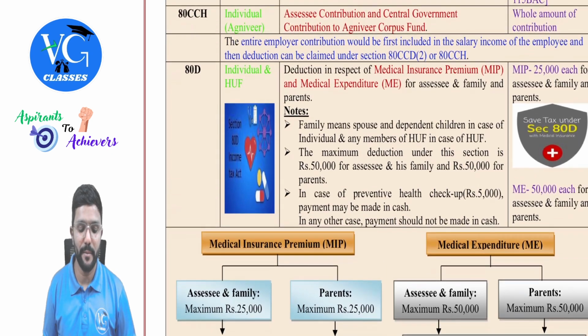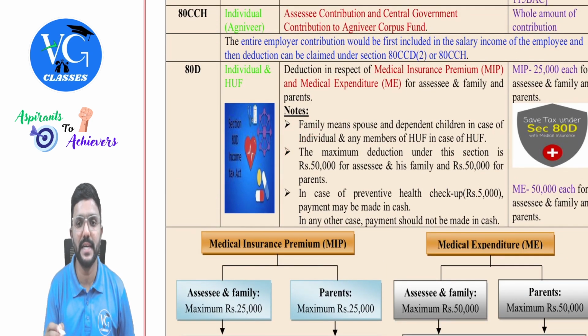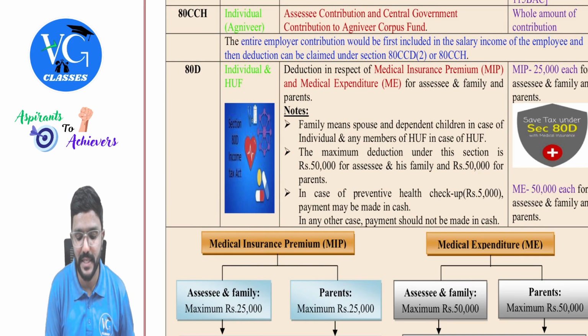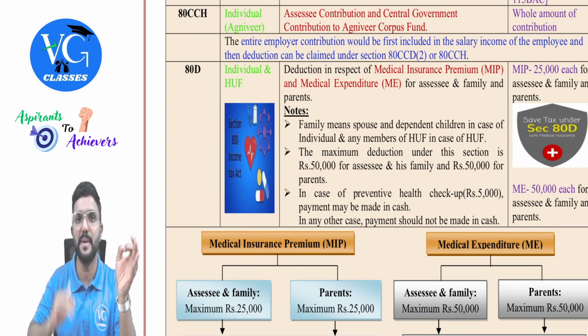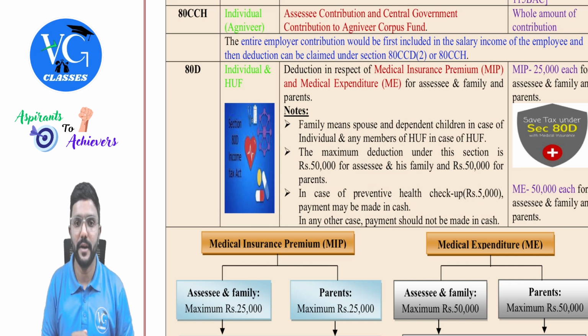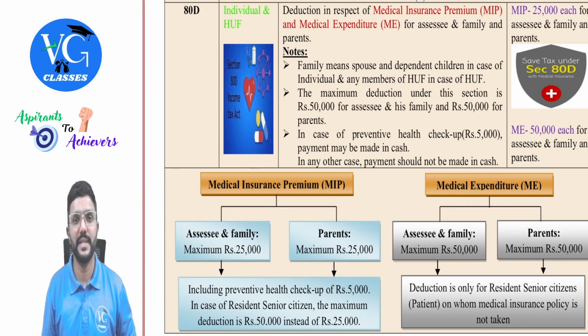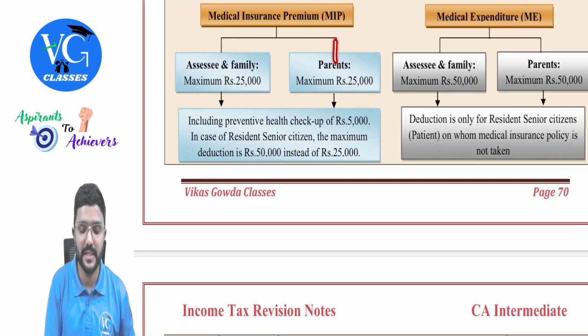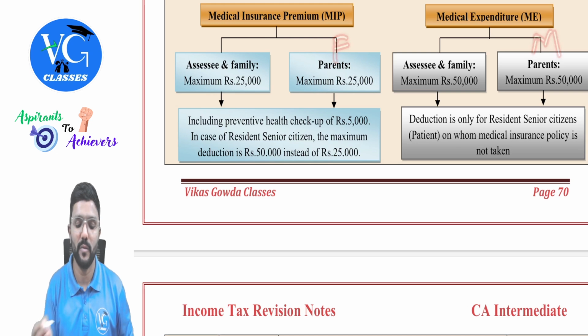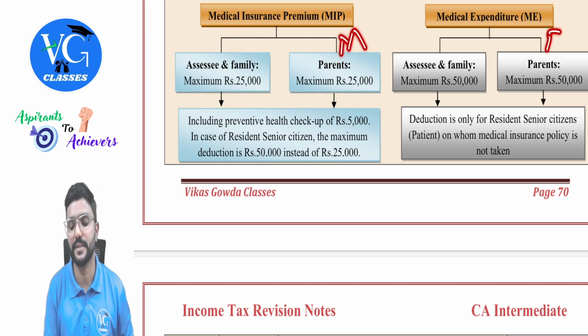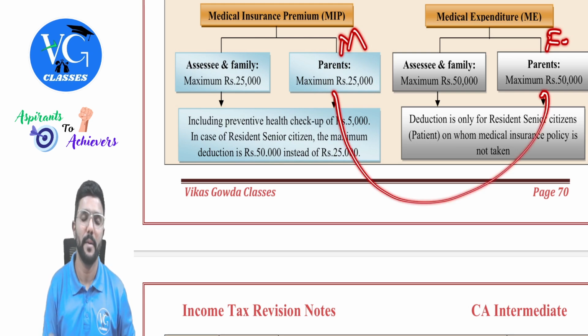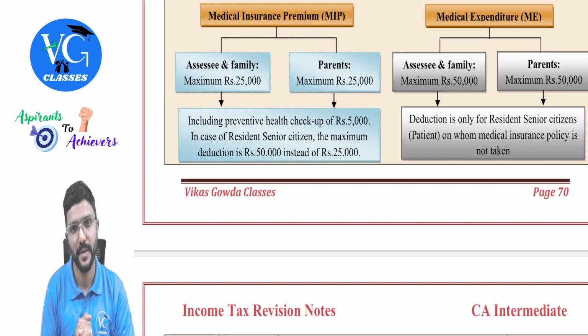So you can see here, I have mentioned the maximum deduction under this section is 50,000 for assessee and family, both put together, that is premium as well as expenditure. And for parents also, maximum 50,000, because there is a possibility that a father is covered here and mother is covered here, or vice versa. In that case, can I claim 50 plus 50, 1 lakh? No, no. Maximum is 50,000.